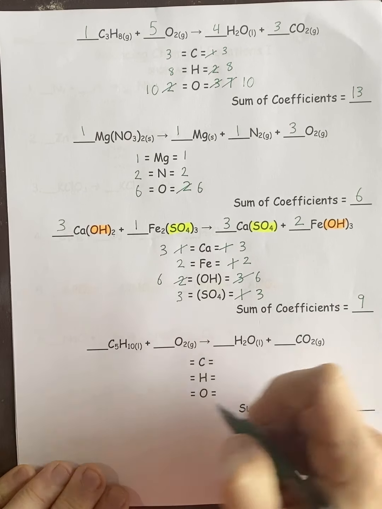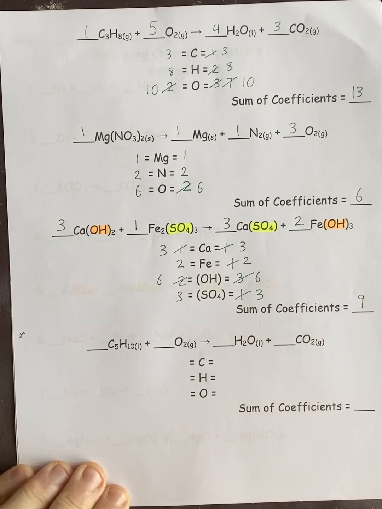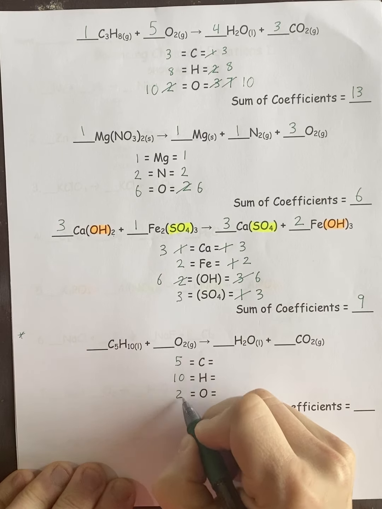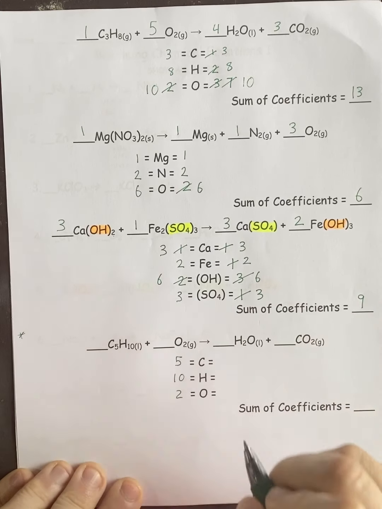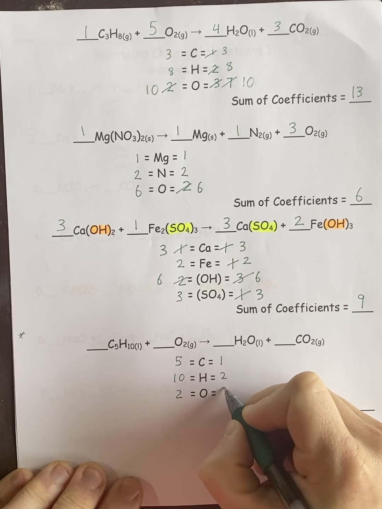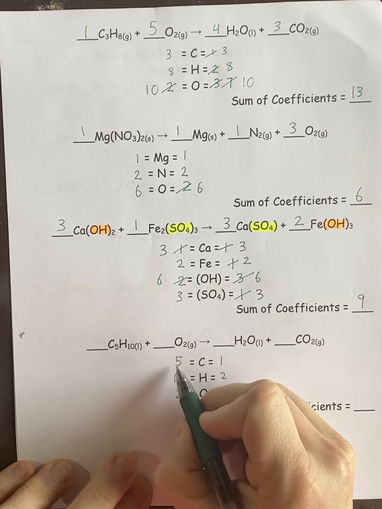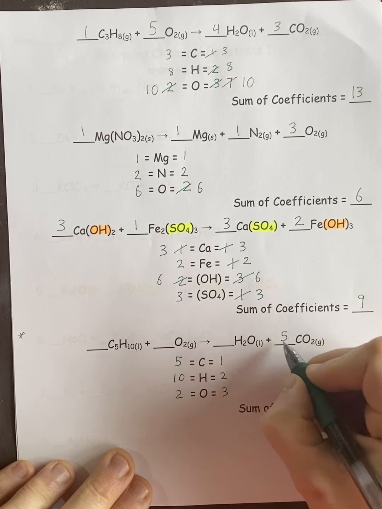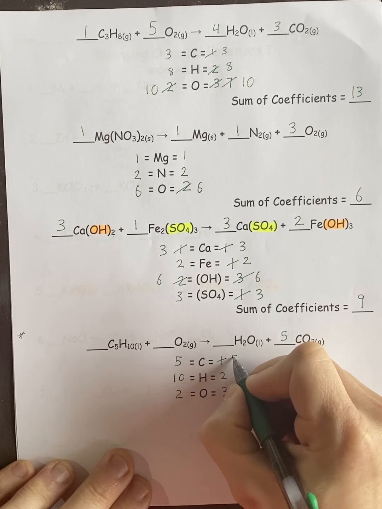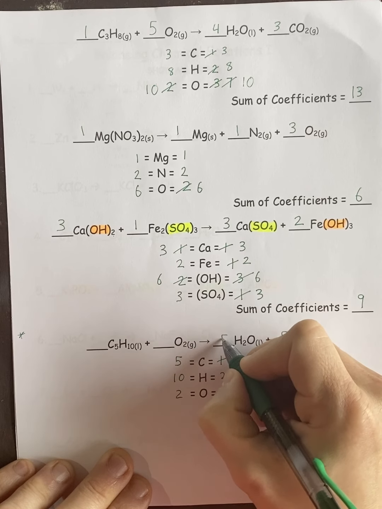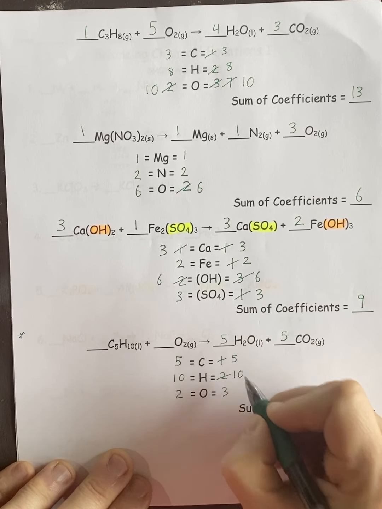So this last problem, we're going to call it extra credit. This is the hardest balancing type of problem you're ever going to get. So let's take a look. 5, 10, and 2. That's my inventory. And I get 1, 2, and 3. So let's fix some problems, right? I need to put a 5 there. Gives me 5. I need to put a 5 there to bring that up to 10.